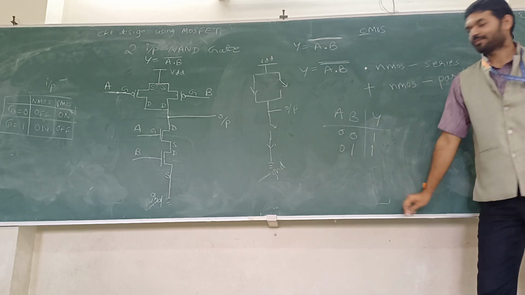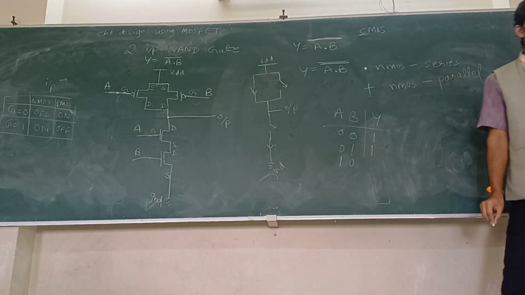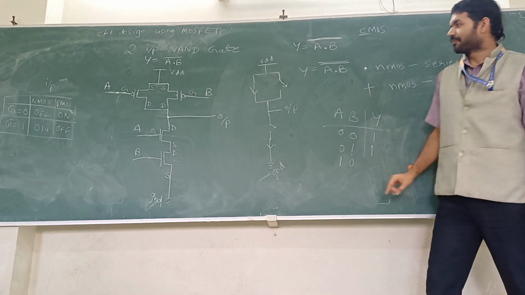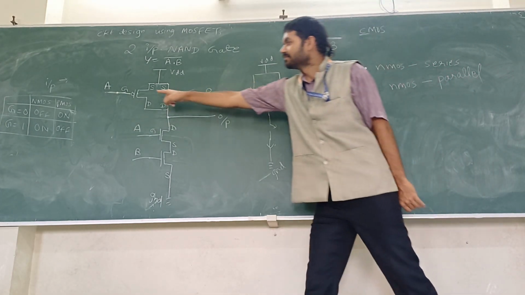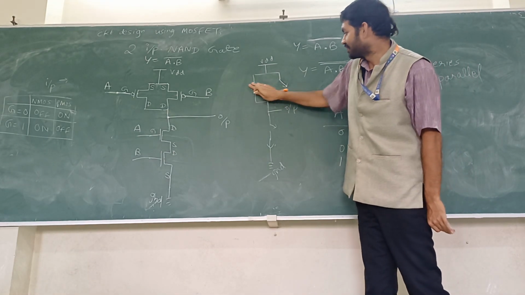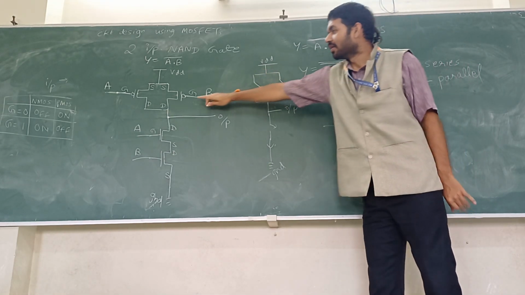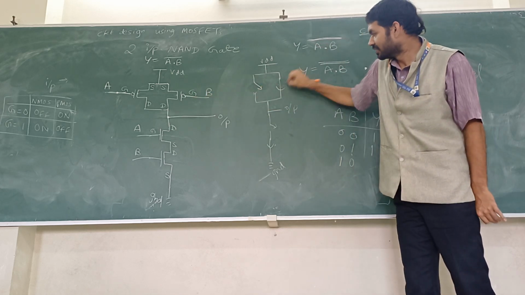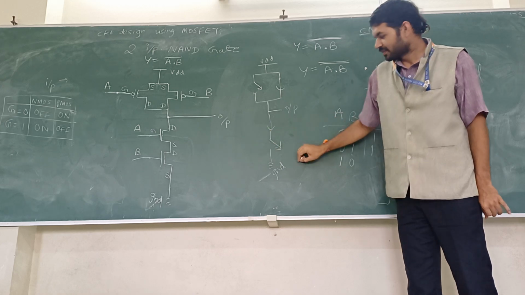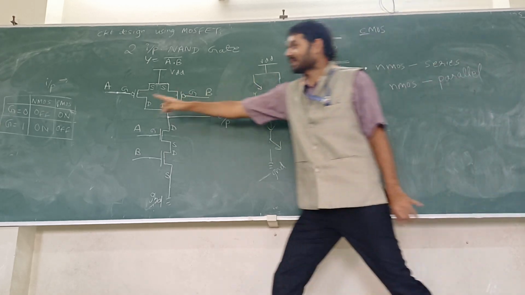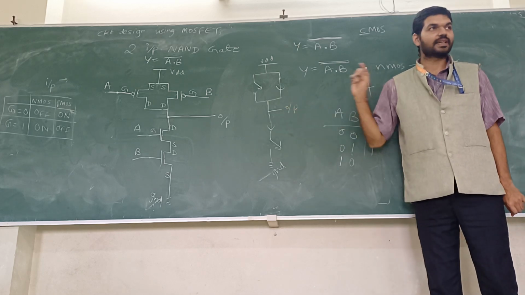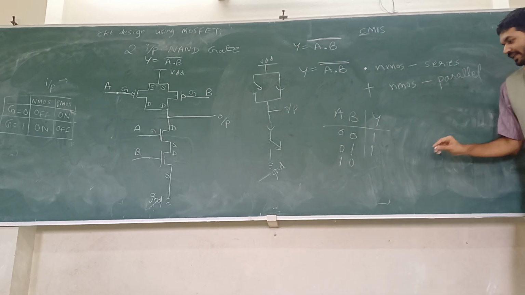Take one more input combination, 1 and 0. Now check. A is 1, B is 0. A is 1, on or off? Off. B is 0, on. A is 1, B is 0. Don't get confused by all this. What is the output connected to now? VDD.